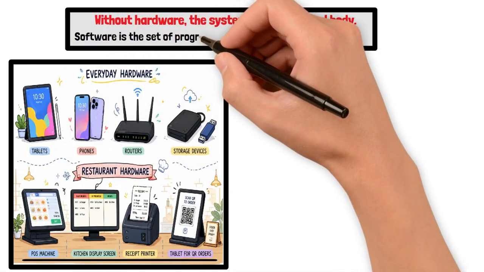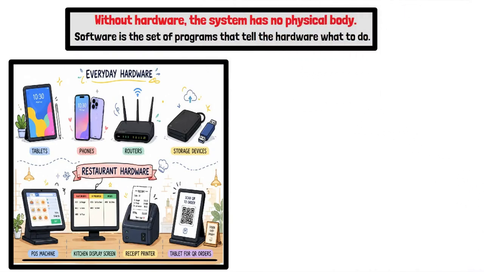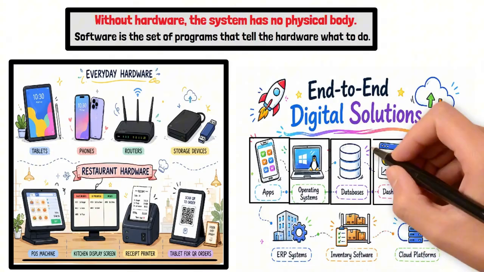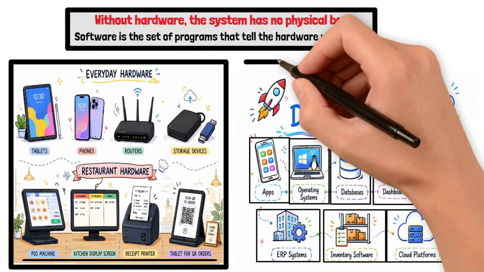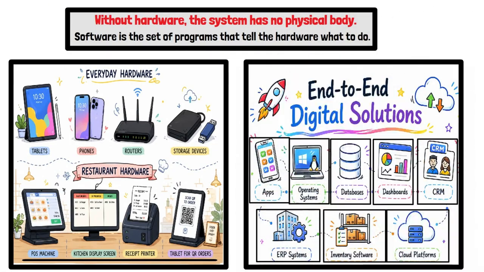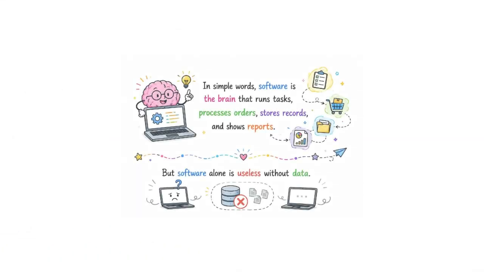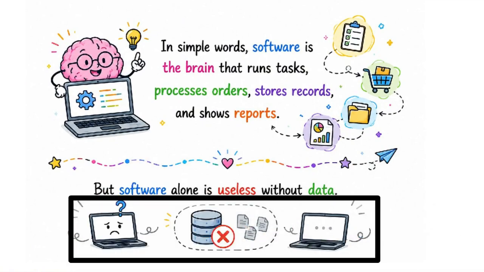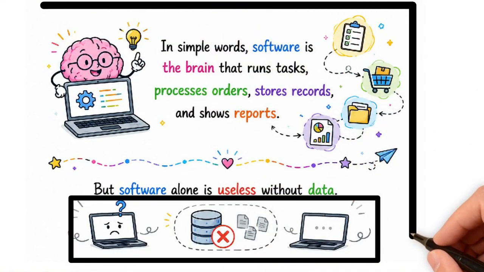Software is the set of programs that tell the hardware what to do. This includes apps, operating systems, databases, dashboards, CRM tools, ERP systems, inventory software, and cloud platforms. In simple words, software is the brain that runs tasks, processes orders, stores records, and shows reports. But software alone is useless without data.